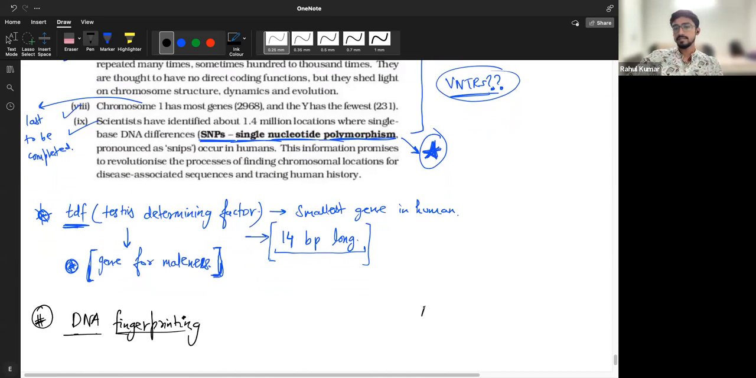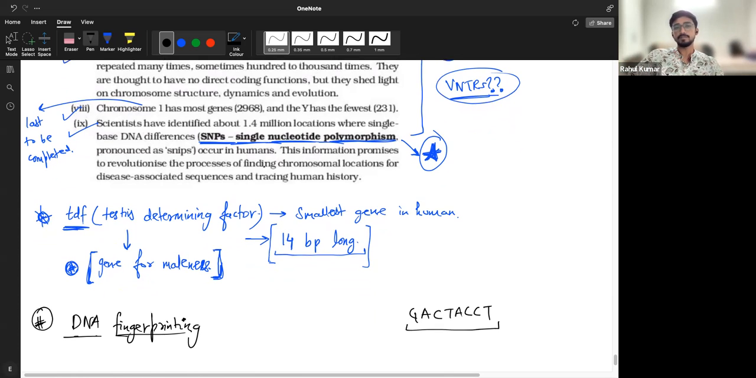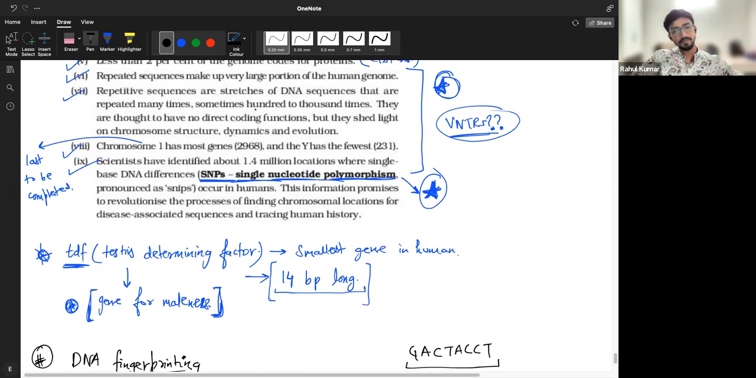Let's say this sequence, GACTACCG. So this is one sequence. It will just keep repeating 1,000 times. So GACTACCT, then again GACTACCT, again GACTACCT, and it will keep repeating 1,000 times and make a bulk of the DNA. So that's called repetitive sequence. Okay. Now in that repetitive sequence, if there is a mutation, because they are not coding for proteins, right? They are not coding for genes, they are non-coding sequences.